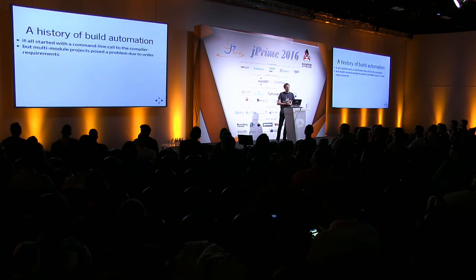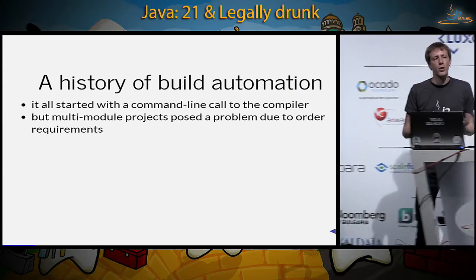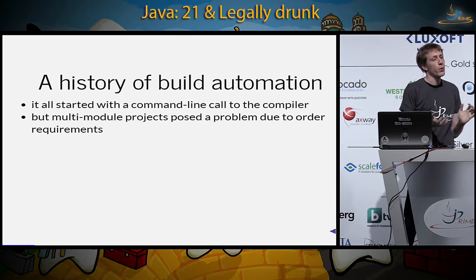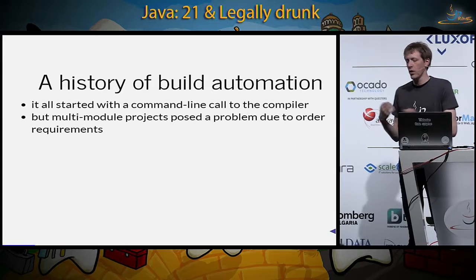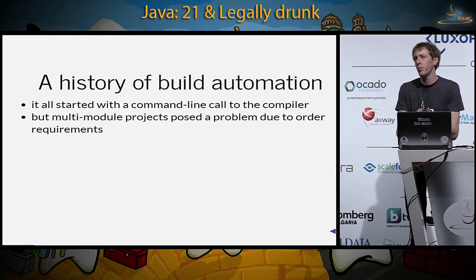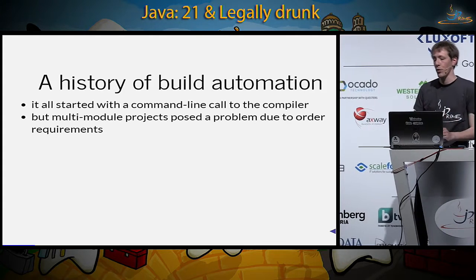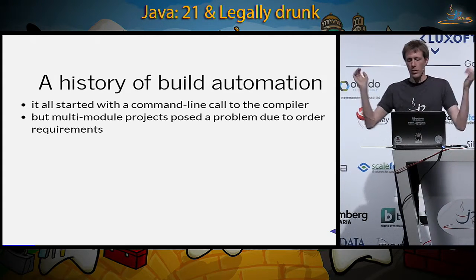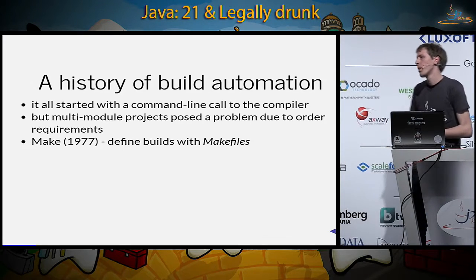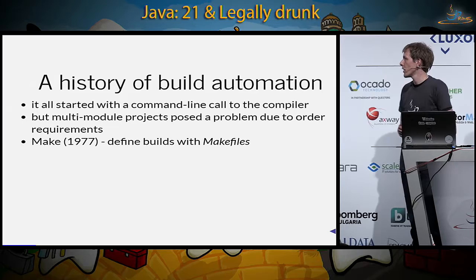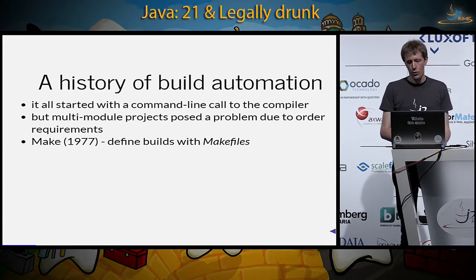But multi-module projects pose a problem. When you compile your projects, you have to deal with some order requirements. First, a sampled module should be compiled, and after that, following modules that maybe depend on the first module. So you can't just compile all the way around. So in 1977, the tool make was created, and you could define your builds with so-called make files.